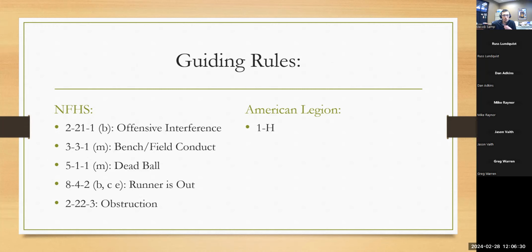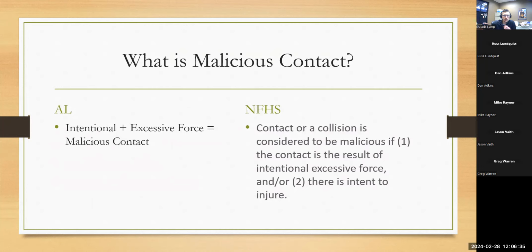But first we want to talk about what is malicious contact. And Russ, Jason, John, or Sean, or Dan, feel free to jump in if you guys have anything else to add. But the American Legion defines malicious contact as contact that is intentional with excessive force. That's a lot of fun legal jargon to try to work through because we are not mind readers. But there are certain things that we can look for that would indicate intent.